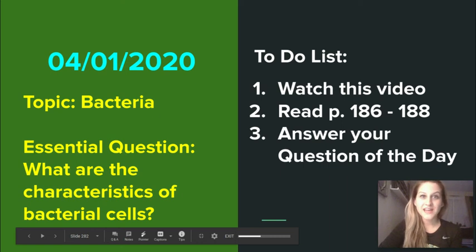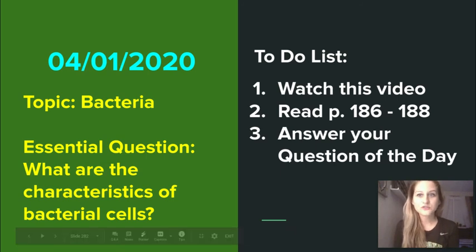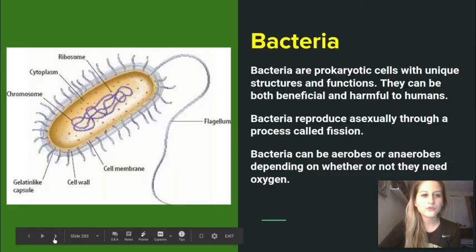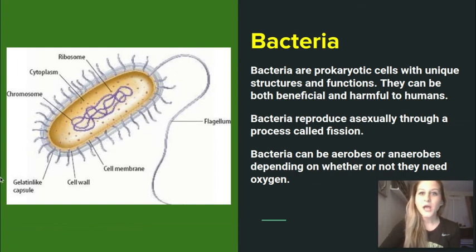Our topic for today is bacteria. The essential question that you should be able to answer by the end of this lesson is, what are the characteristics of bacteria cells? You have a to-do list for me today. Number one is watch this video. You're already doing that. Number two, read pages 186 through 188 of your textbook. And then lastly, number three, after you've done one and two, answer your question of the day on Google Classroom. So let's go through our PowerPoint for today.